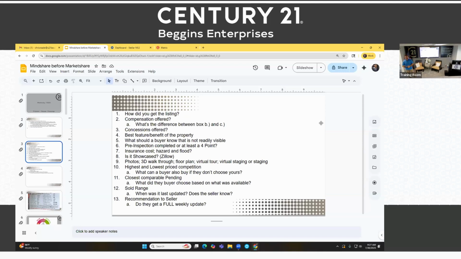We need to know. Call the agent and ask, how long were you on market? What kind of showings did you have? Do you mind telling me anything about the offer that you had? Are you at listing price? Are you below that? Was there any concessions being given? Just ask them to talk. If they talk, they talk. If they don't, they don't. But what is the comparable pending properties around you? What is the closest comparable pending? Why did they choose that one based on what was available compared to everything else?